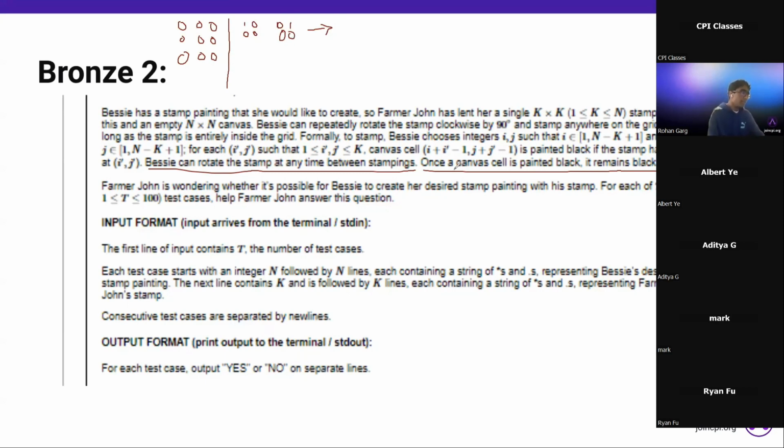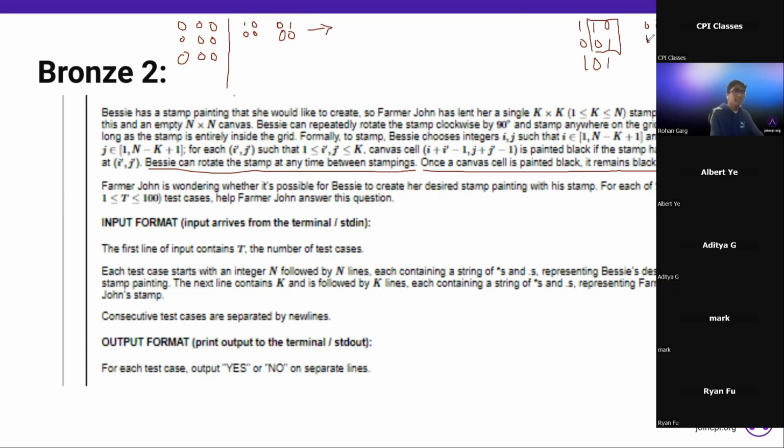The key part of this problem is that once a canvas cell is painted black, it remains black. So let's just say we're given this, and the final grid we want is 1, 1, 0, 0, 0, 1, 1, 0, 1. Let's say we're going to put a stamp on this subgrid right here, and we choose the stamp 0, 1, 0, 0. This is the original stamp rotated 90 degrees counterclockwise.